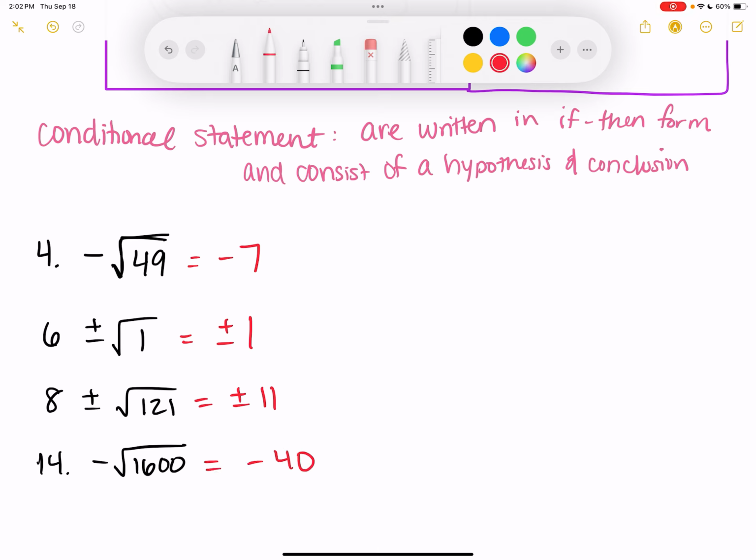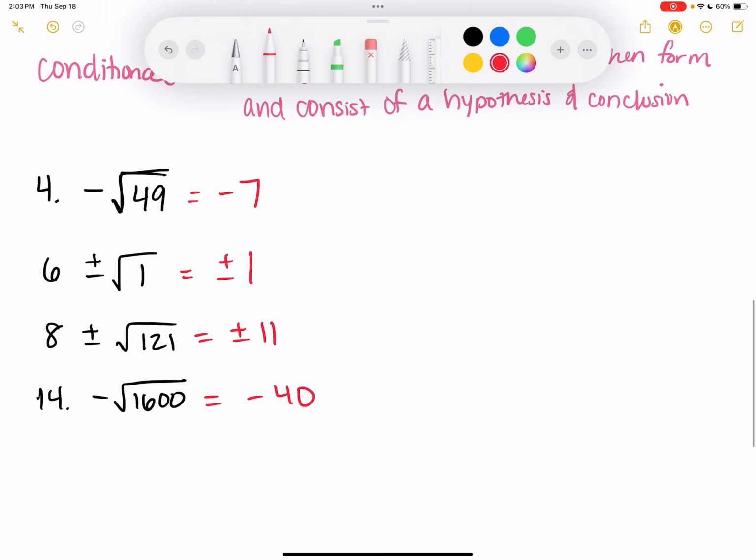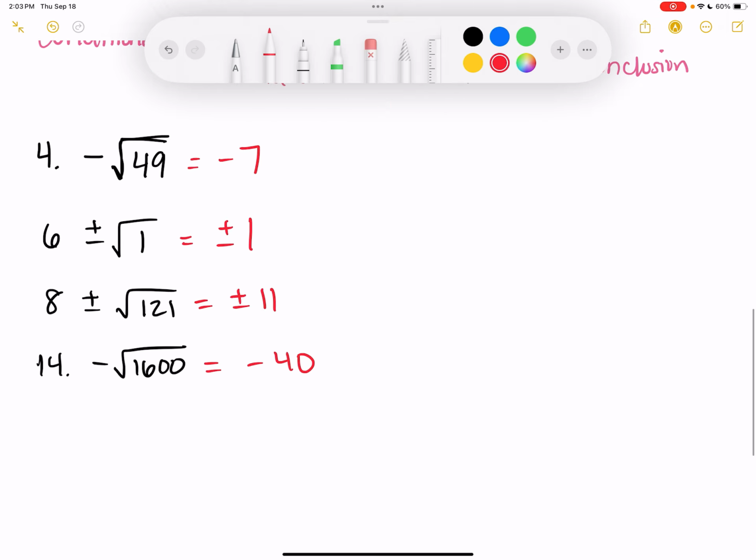Negative 40. Now, you know how I knew that? I don't just know that off the top of my head. The square root of 16 is equal to 4, and the square root of 100 is equal to 10. So 4 times 10 is 40.